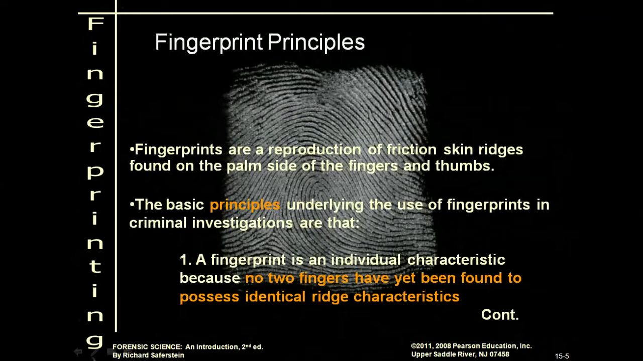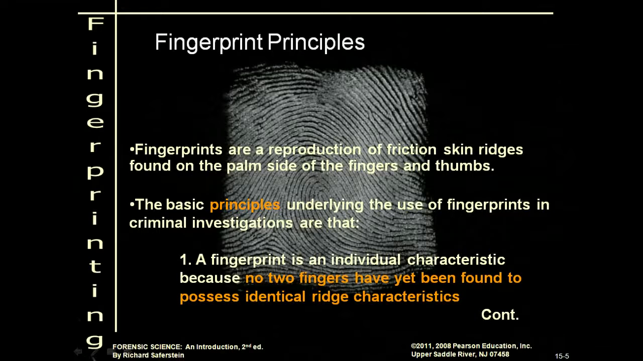So, what are fingerprints? It says here they're the reproduction of friction skin ridges found on the palm side of your fingers and thumbs. Interesting fun fact, your fingerprints actually start developing when you are about 10 weeks in gestation, meaning when you are just 10 weeks alive, you start to form your fingerprints, and they're completely formed by the 24th week. And you will have the exact same fingerprint pattern for the rest of your life. They will just kind of grow larger as you obviously grow larger.